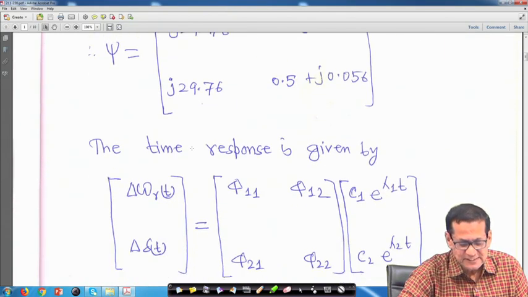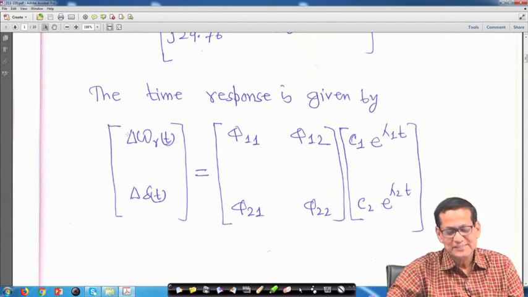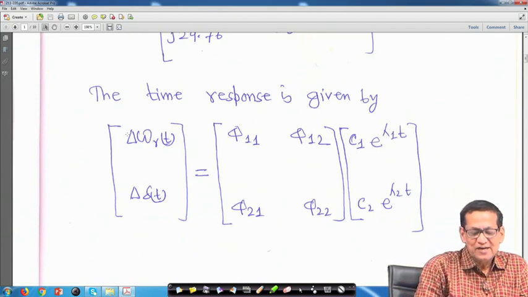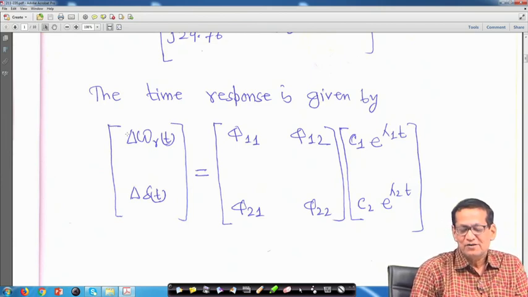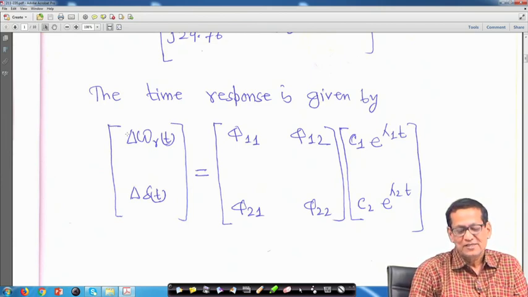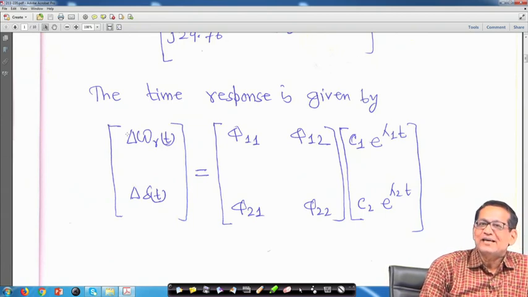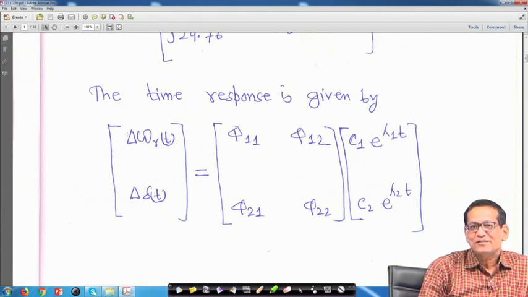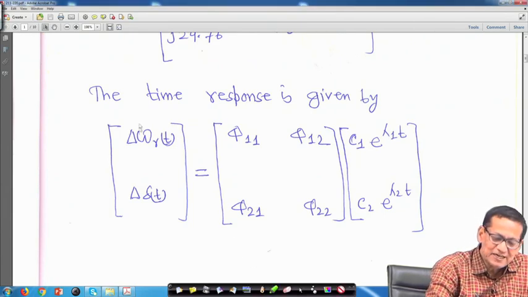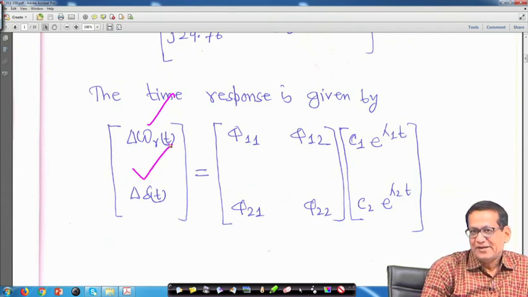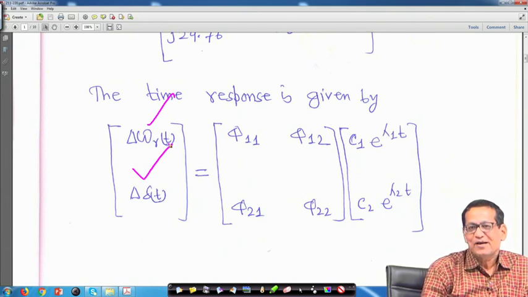So, the time response is given by, as we have seen earlier in general, delta omega r t and delta delta t will be phi 1 1, phi 1 2, phi 2 1, phi 2 2, then C 1 e to the power lambda 1 t, C 2 e to the power lambda 2 t. If you go back to that equation, the time response of delta x we wrote in terms of phi and C for a particular variable I, but here you have two variables, one is delta omega r and another is delta delta t. So, putting this, the first one is phi 1 1 C 1 e to the power lambda 1 t and phi 1 2 C 2 e to the power lambda 2 t.